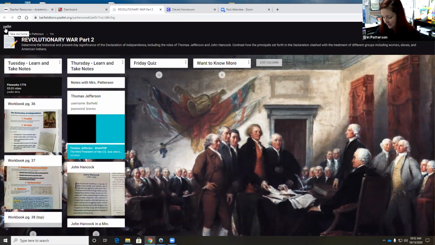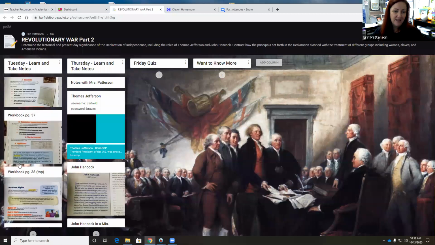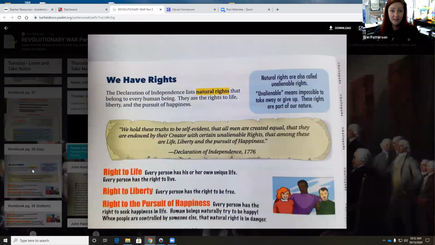Alrighty, and on the next page, page 38, if you'll flip with me, what this brought forth is that we have rights. It is, you know, many years after 1776, but this Declaration of Independence set up our country and some of our big ideas. The Declaration of Independence lists natural rights that belong to every human being. They are the rights to life, liberty, which is another word for freedom, and the pursuit of happiness. And there is a clipping there, words that are from the Declaration.